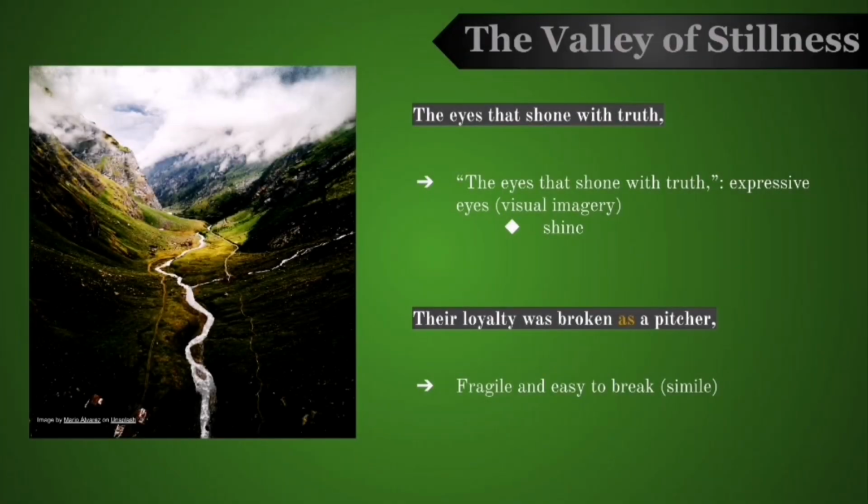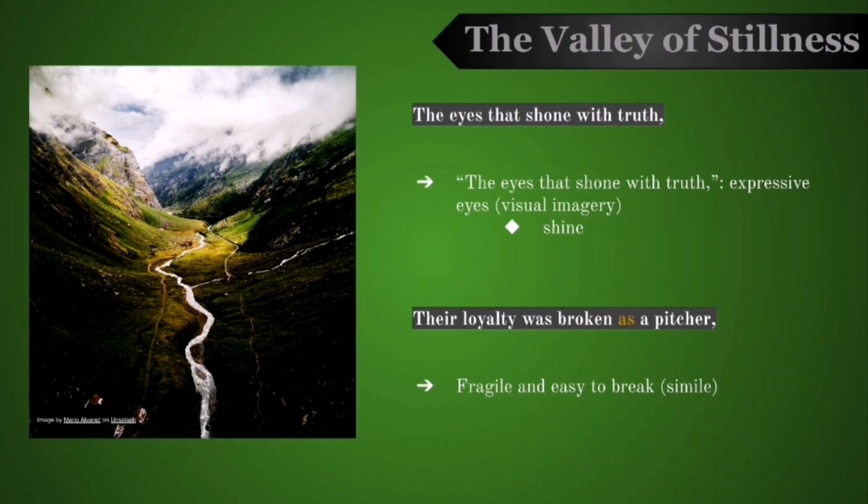Let's continue with the analysis of The Valley of Stillness by Edgar Lee Masters. These are 2 lines from the poem. The first one is an example of imagery. It says, "the eyes that shone with truth." It describes the eyes of a person which are very expressive. It is an example of visual imagery because shine is something that people perceive through the eyes.